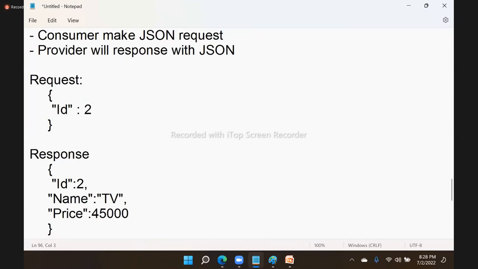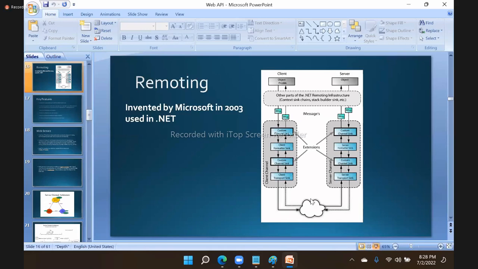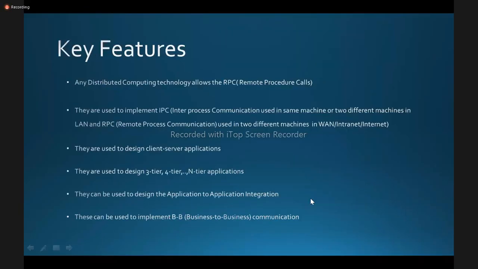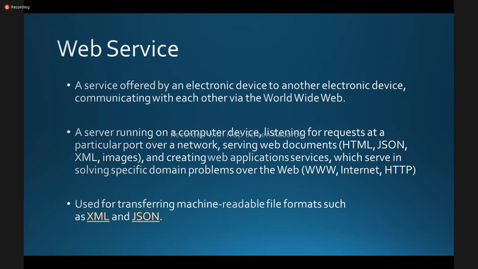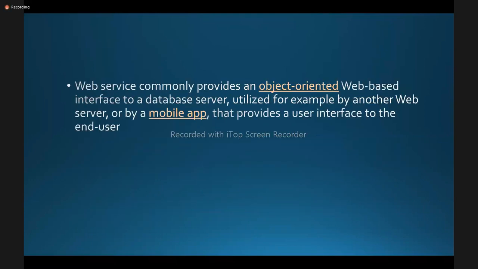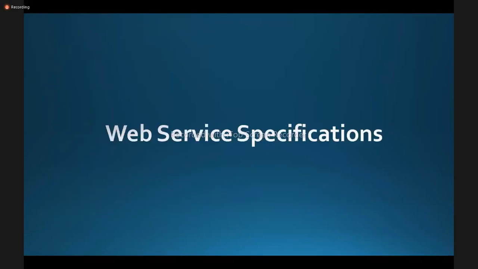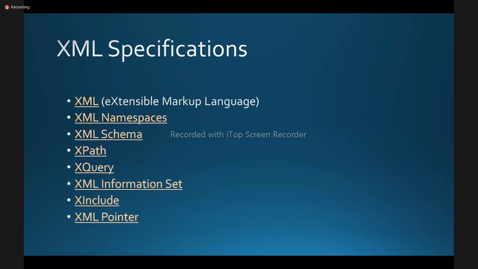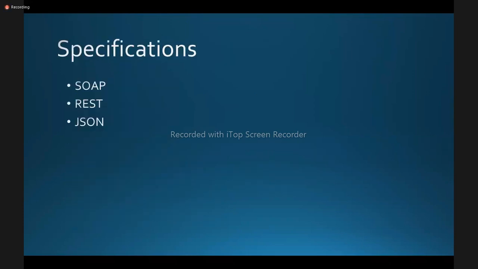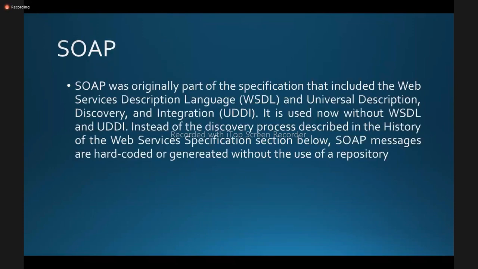So we have SOAP, we have REST, and we have JSON. These are the web service specifications. These are not all required for you. In SOAP, the service oriented architecture protocol, it uses languages like WSDL and UDDI.